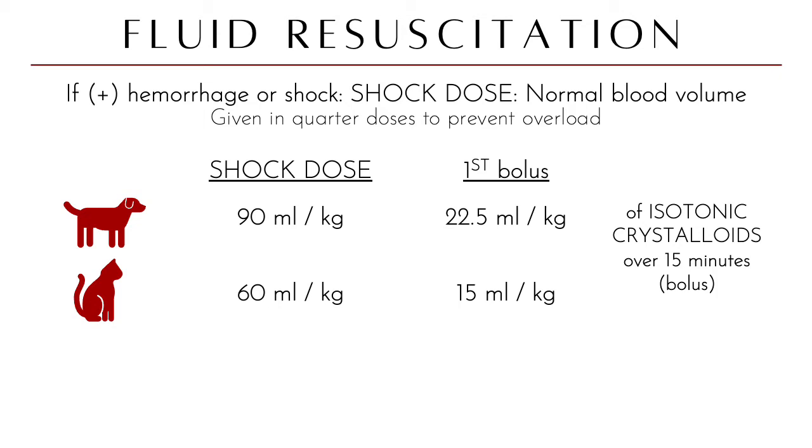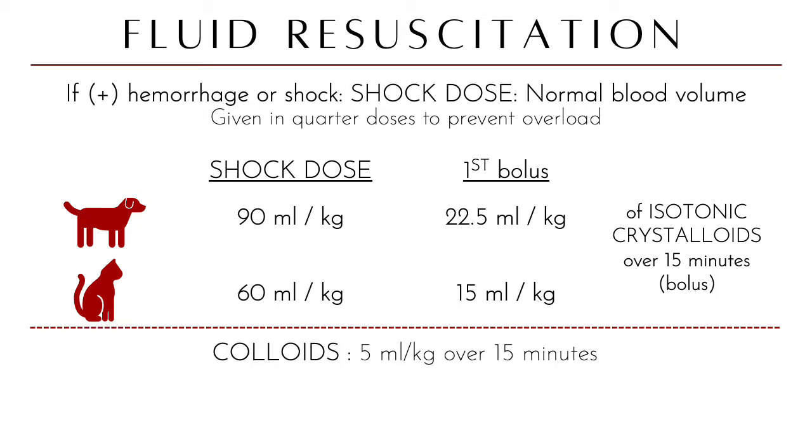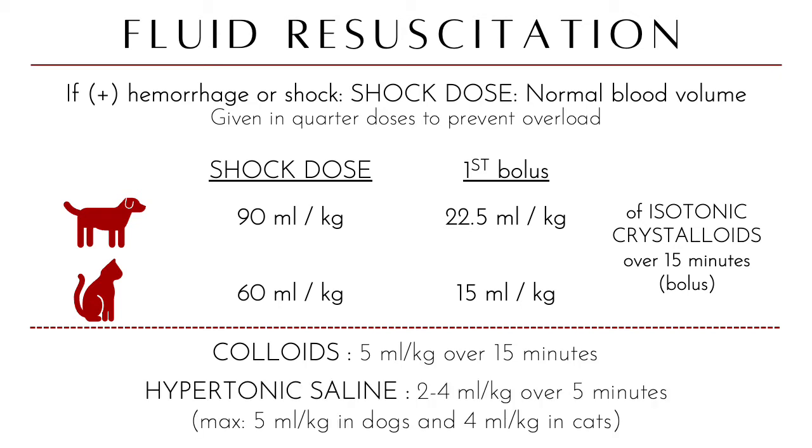Right? And some patients will not tolerate that much fluids, again, what I discussed earlier, small animals, cats, those with cardiopulmonary dysfunction, baka may existing cardiac problem, or you could actually hear a murmur or something, you could shift to another kind of fluid. You could give colloids, right? Which is 5 mL per kg over 15 hours, or hypertonic saline, which is 2 to 4 mL per kg over 5 minutes with a max of 5 mL per kg in dogs and 4 mL per kg in cats.